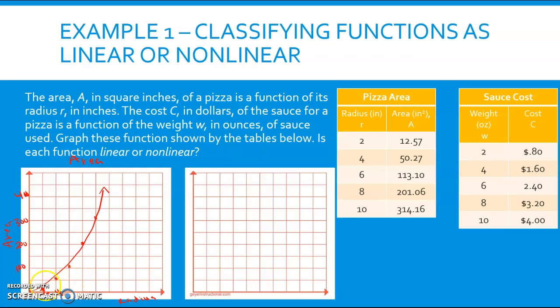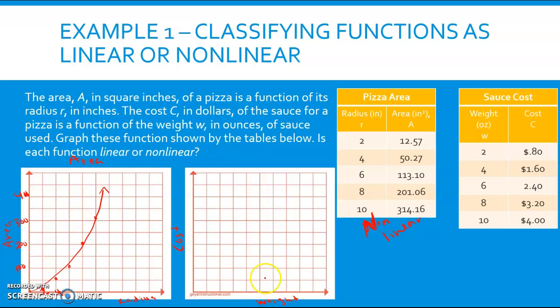When I graph these, this is not a straight line, it is a curve. Therefore, the pizza area is, that looks like a W instead of an N, nonlinear. All right, and then we're now going to graph the sauce, the cost of the sauce versus the weight.